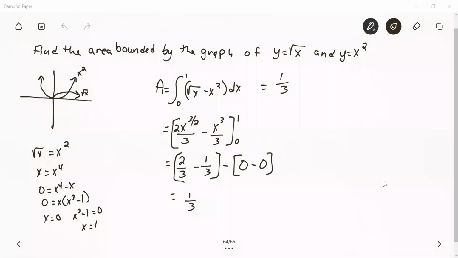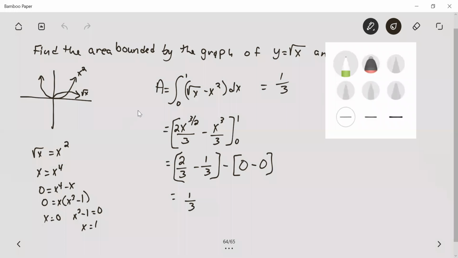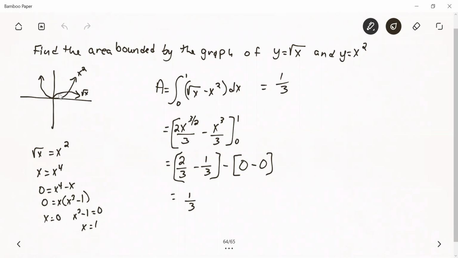All right, from last lecture, we found the area bounded by two graphs, y equals square root of x and y equals x squared, where we had to find the upper bound and the lower bound, and take this area right here and find a typical rectangle. Remember, this typical rectangle has a dx as its width, and its length is the upper bound minus the lower bound, which in this case was square root of x minus x squared.